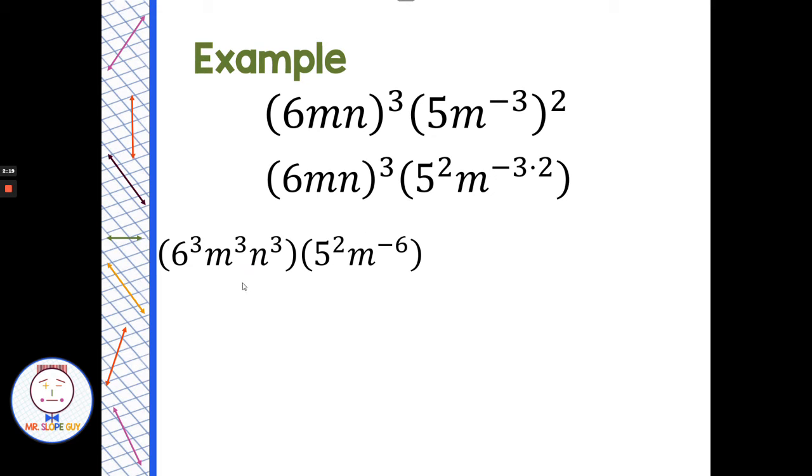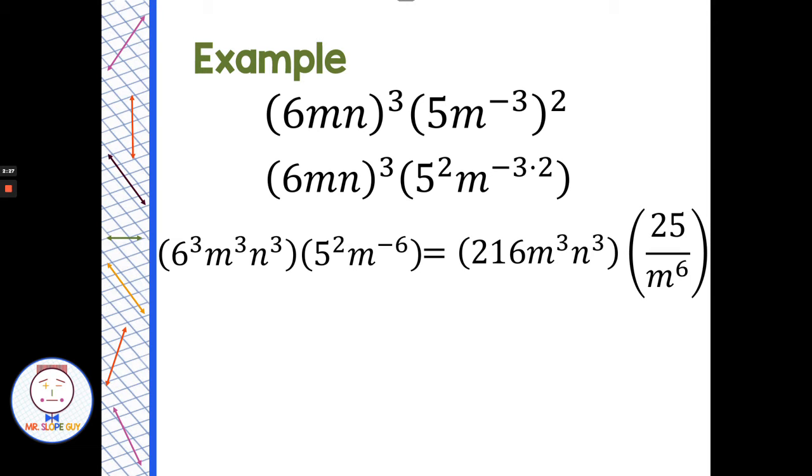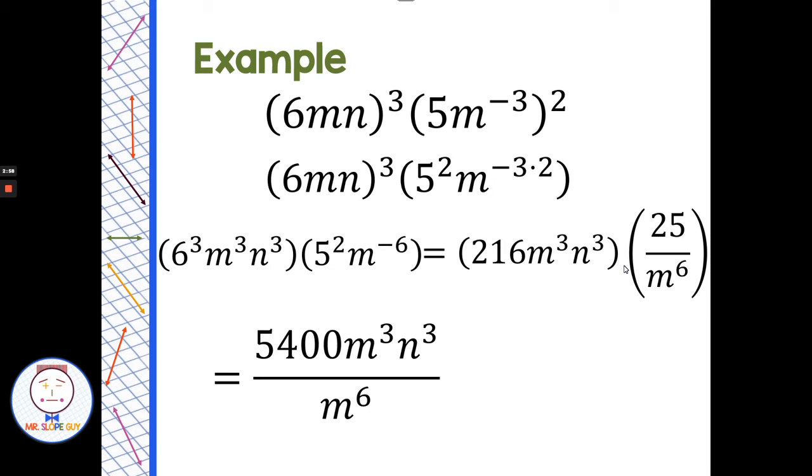When we multiply and have the same base with this m to the third and m to the negative 6, if we're multiplying and have the same base, we're going to add those exponents. We're going to get that m to the negative 3. So 5 squared is 25, and then 6 times 6 is 36, times 6 is 216. So we get 216. We get the 25. m to the third times m to the negative 6, multiply and have the same base, we add those together. And okay, we can bring that forward. So 216 times 25 gives us 5,400.